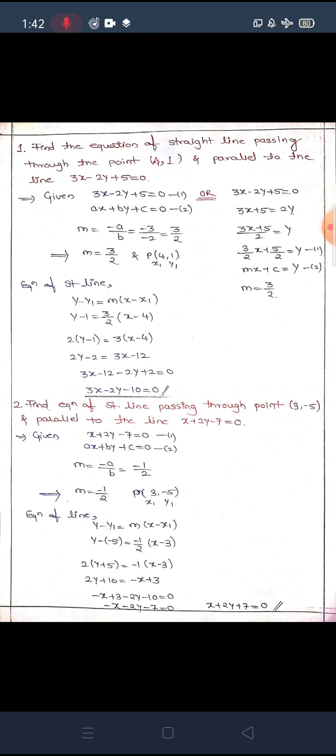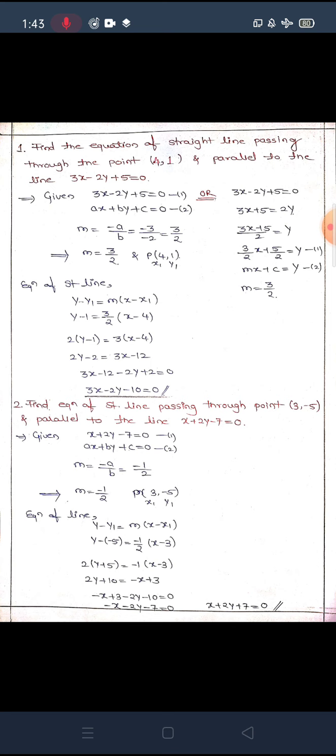Next, now you have the value of m as well as the point. So, write the equation of the line: y minus y1 is equal to m times (x minus x1). Now, substitute the values. That is y minus the value of y1, which is minus 5, is equal to minus 1 by 2 times (x minus 3). Now, on the RHS you have minus 1 upon 2. Shift the 2 to the LHS. So, that is 2 times (y plus 5) is equal to minus 1 times (x minus 3).